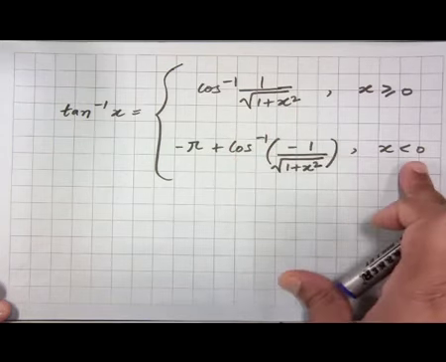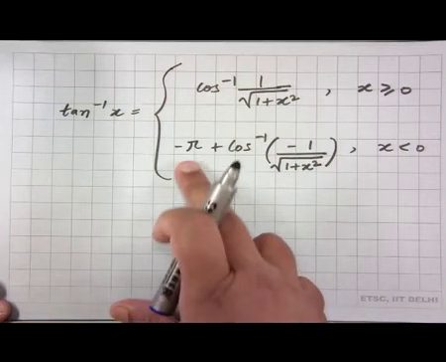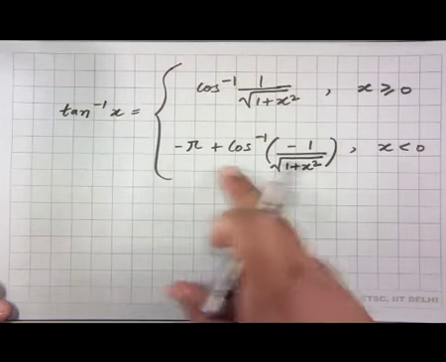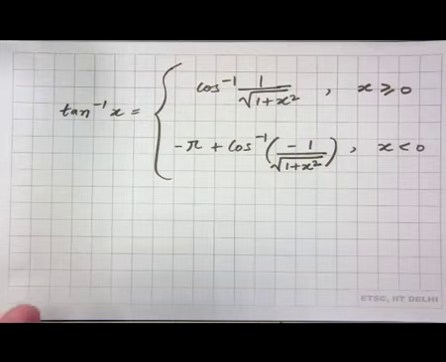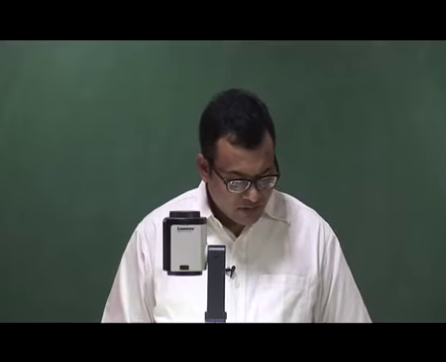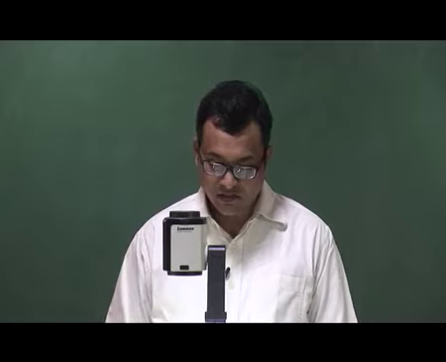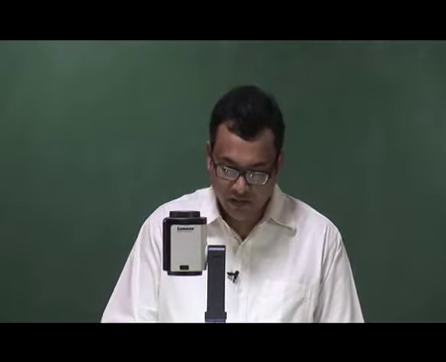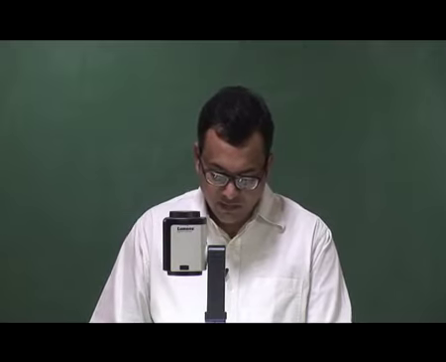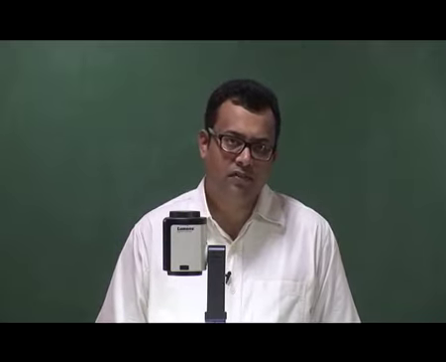But if x is negative, then tan inverse x is equal to minus pi plus cos inverse of minus 1 over positive square root of 1 plus x square. So, we just concluded with the conversion formula between cos inverse and tan inverse, and similar type of formulas can be derived between cot inverse and tan inverse.